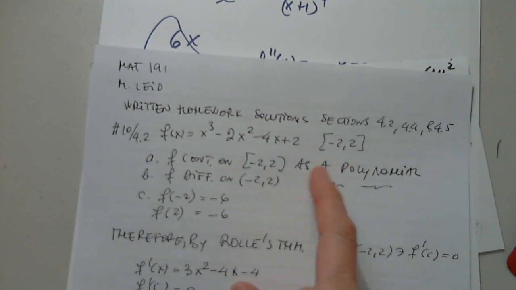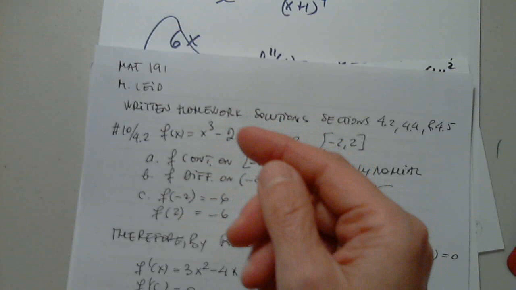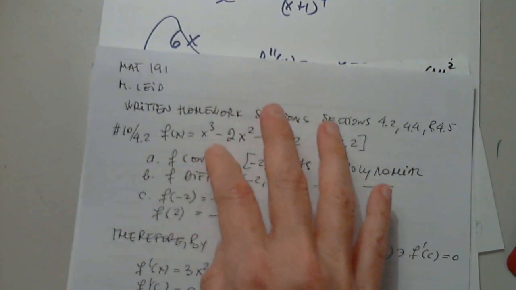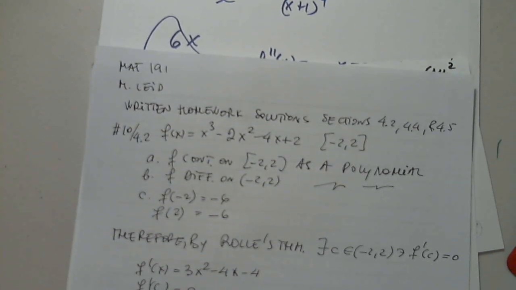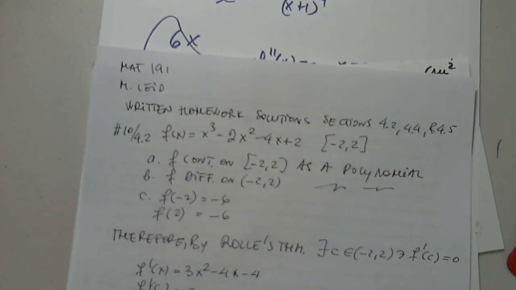f of 2. If they are not equal, you will have to say Rolle's theorem is not applicable. But if all three conditions or hypotheses are fulfilled, then you can say, therefore, by Rolle's theorem, there must be a number c in the open interval such that f prime of c is 0, because it has to have a term.